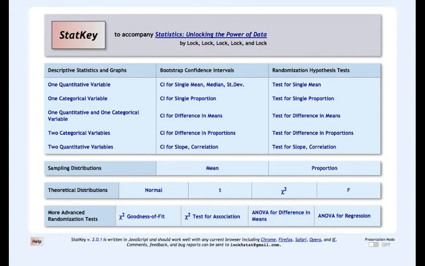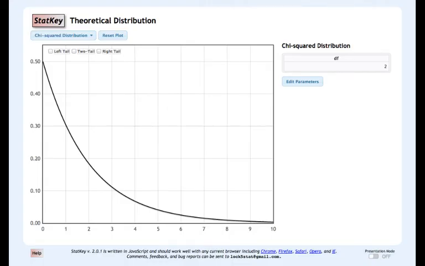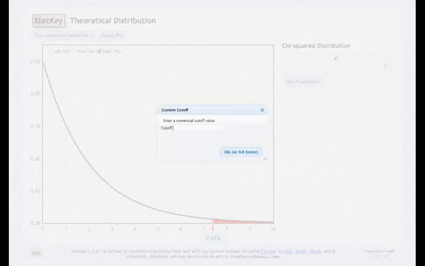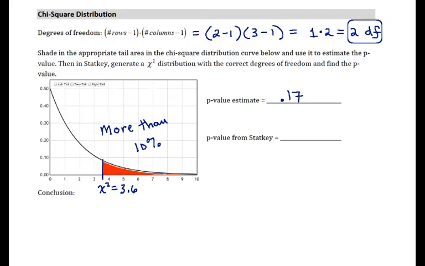So from StatKey, theoretical distributions, chi-squared, this is where we're going. It asks for degrees of freedom first, I enter 2, and I get this graph. Right tail, overwrite this value with our 3.6, and StatKey comes up with 0.165 as my p-value. So this estimate of 0.17 was very close, really closer than we should expect to be in general.